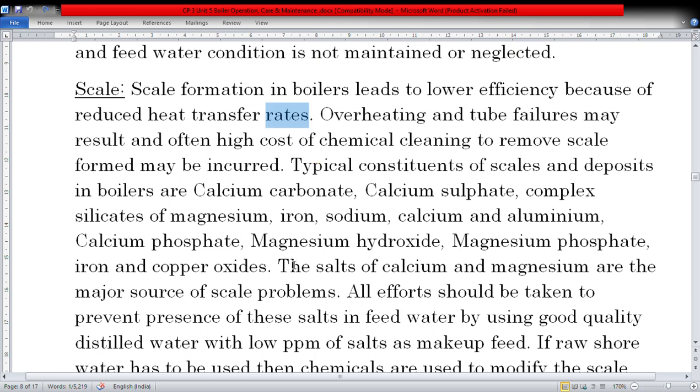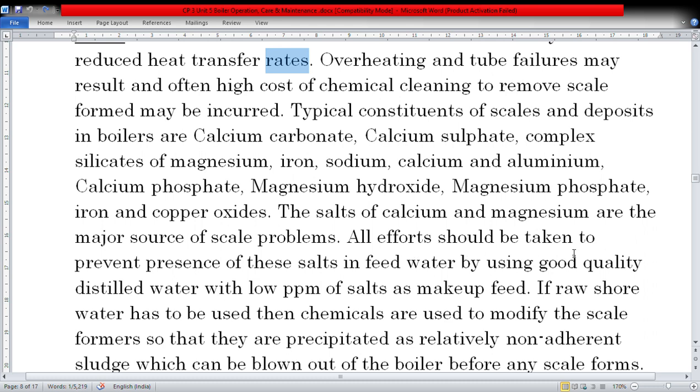Overheating and tube failures may result, and often a high cost of chemical cleaning to remove the scale formed may be incurred. Typical constituents of scales and deposits in boiler are calcium carbonate, calcium sulphate, complex silicates of magnesium, iron, sodium, calcium, aluminium, calcium phosphate, magnesium hydroxide, magnesium phosphate, and iron and copper oxides. The salts of calcium and magnesium are the major source of scale problems.